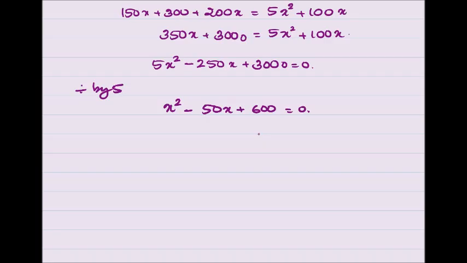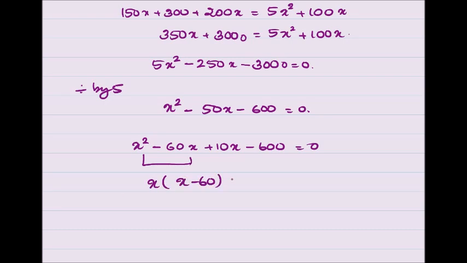Now we can factorize this. We can write x square minus 60x minus 10x plus 600 is equal to 0. From here we take x as common: x into x minus 60, plus here 10 is common, then x minus 60, that's equal to 0. That is x minus 10 into x minus 60 is equal to 0.